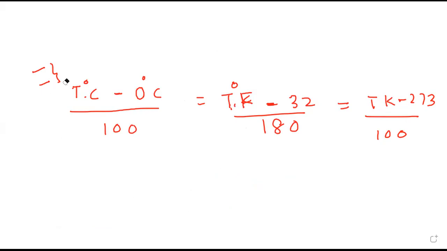Sir, how are these formulas derived? They are derived by using a graph. A graph of T degree Celsius and Fahrenheit. When it starts from 0 Celsius, the Fahrenheit is 32.